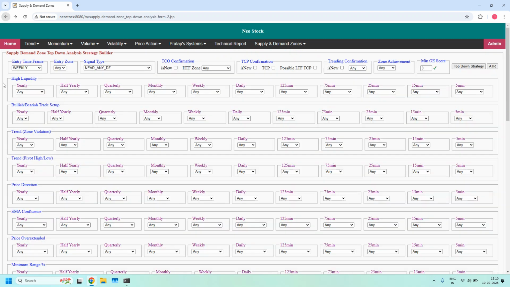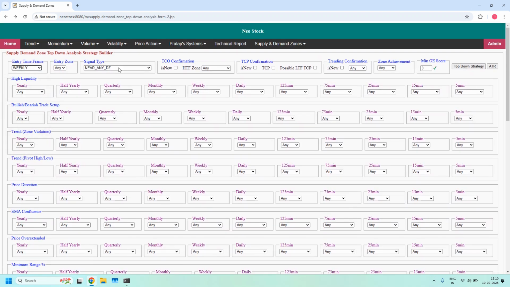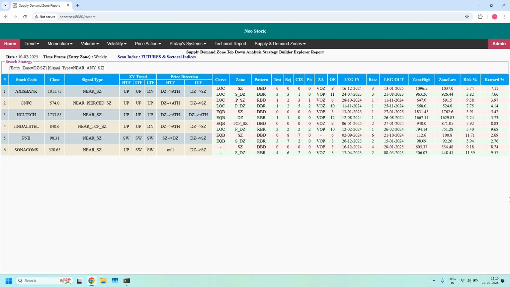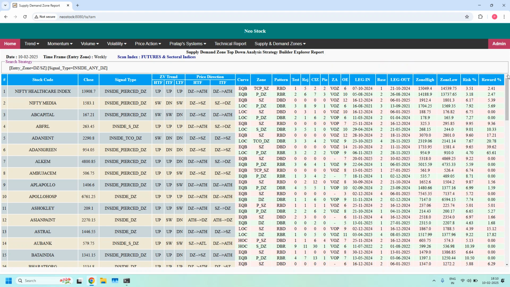Okay, next, weekly time frame. Stocks near weekly supply zone. We got 6 stocks. Next, weekly time frame, price closed inside the weekly demand zone.